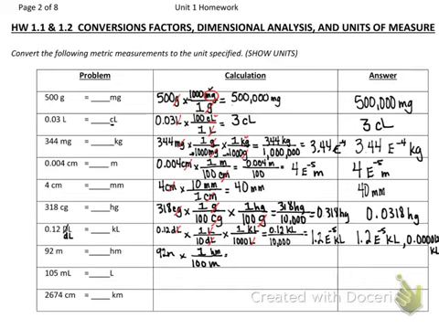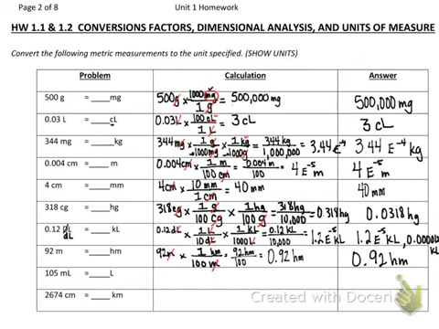So now we can cancel out meters and meters. We're happy with hectometers? Yes, we are. So 92 times 1 is 92 hectometers over 100. So 92 divided by 100, we have 0.92. And the unit is hectometers. So 0.92 hectometers.